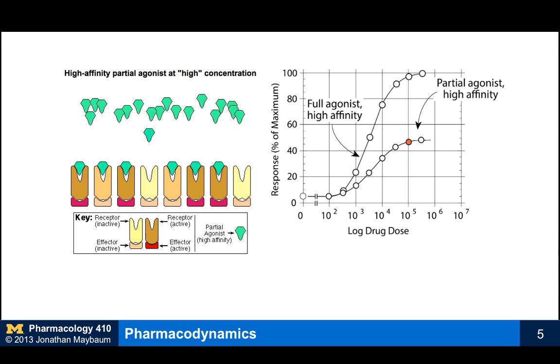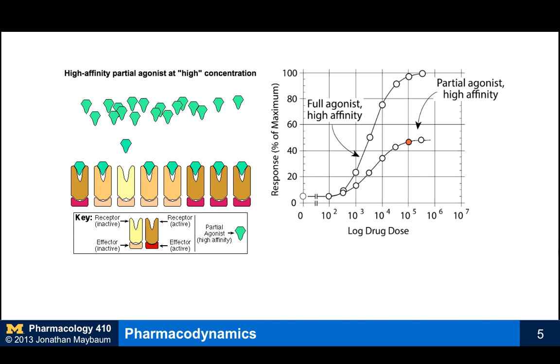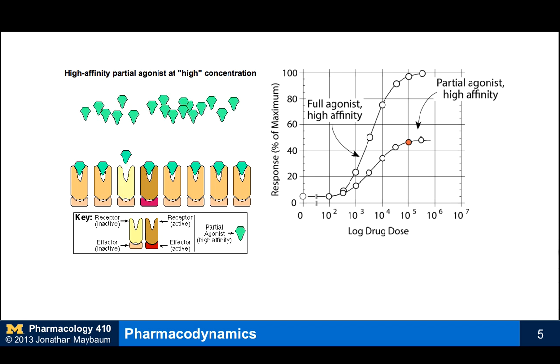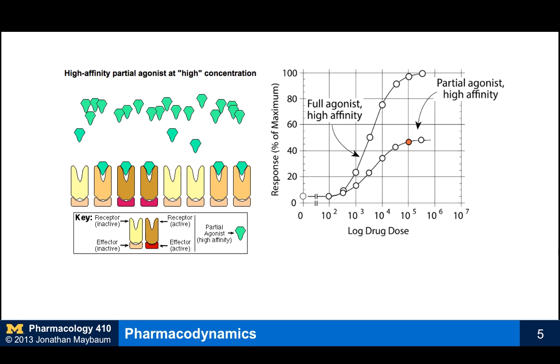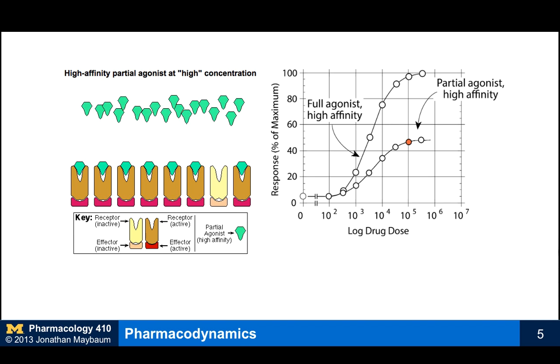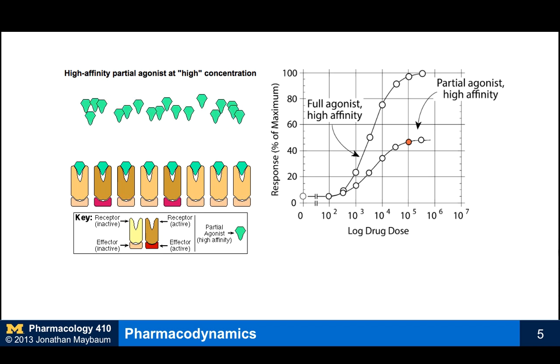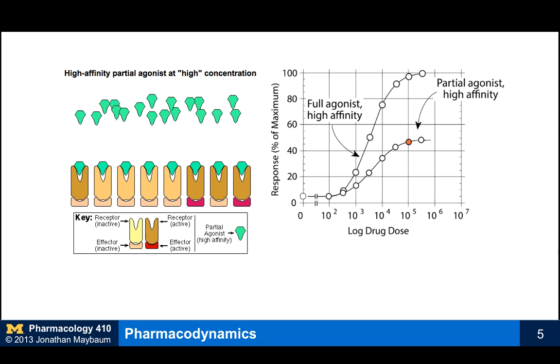Here's a third kind of ligand, a light green colored one that's labeled as a high affinity partial agonist. This guy is shaped at the top exactly like our first ligand, the high affinity full agonist, but it has a shorter stem, which means that it's not so certain to poke the effector in a productive way when it binds to the receptor.